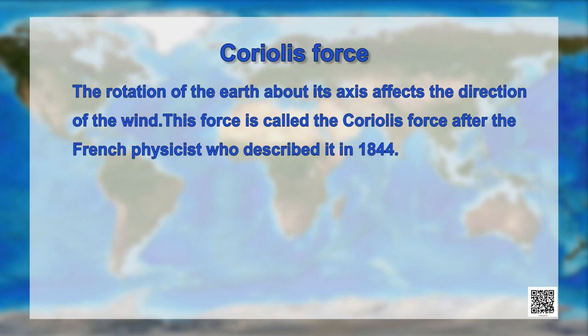The rotation of the earth about its axis affects the direction of the wind. This force is called the Coriolis force after the French physicist who described it in 1844. Coriolis force deflects the wind to the right direction in the northern hemisphere and to the left in the southern hemisphere. The deflection is more when the wind velocity is high. It is maximum at the poles and is absent at the equator. The Coriolis force acts perpendicular to the pressure gradient force.